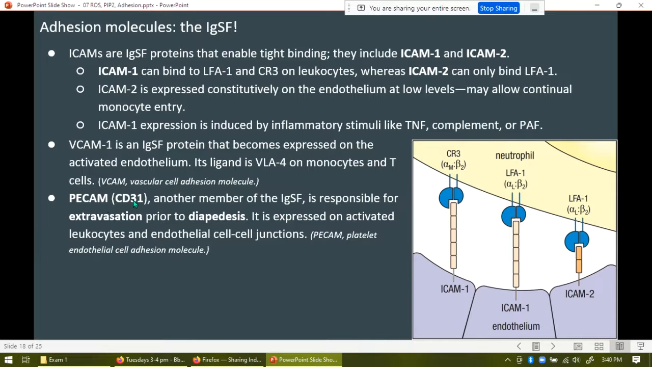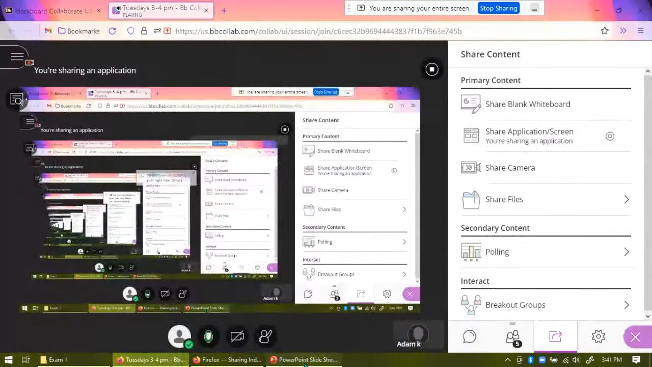And then lastly, we have PCAM, or CD31. Know both names. It's another member of this family, and it enables the very last step of leukocyte leaving, which is extravasation. This is when the leukocyte pulls itself across the endothelial barrier and toward the basement membrane. Diapedesis is when the leukocyte breaks down the basement membrane to allow itself to enter. PCAM is expressed on activated leukocytes, and it's expressed on endothelial cells at cell-to-cell junctions.